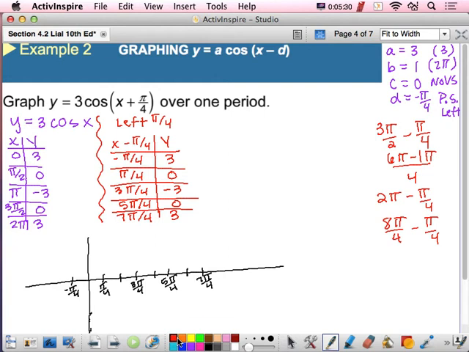All right. Now, let's put some dots on. Negative pi over 4 goes to positive 3. Positive pi over 4 is back to 0. 3 pi over 4 is negative 3.